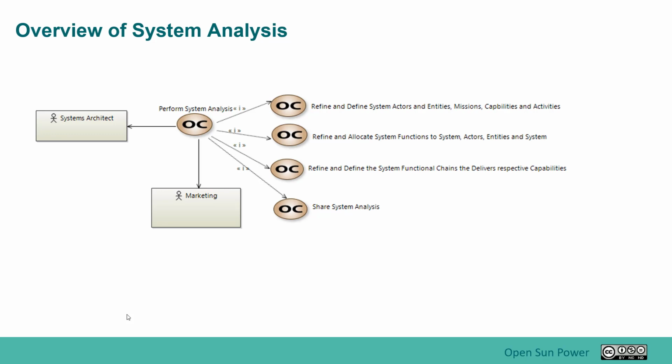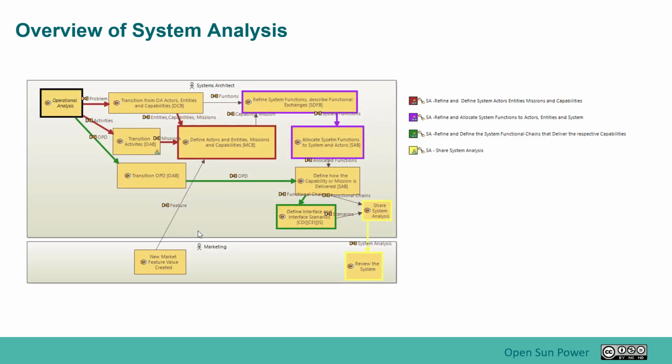The next thing we're going to do is refine and allocate the system functions to the system and the actors and entities of the system. Like the previous example, we did that with the solar power. Basically, the solar source was coming from the sun. We're then going to refine and define the system functional chains to deliver the respective capabilities. And then finally, we're going to go through the same process we did before of sharing the system analysis, with a little more detail on the steps.